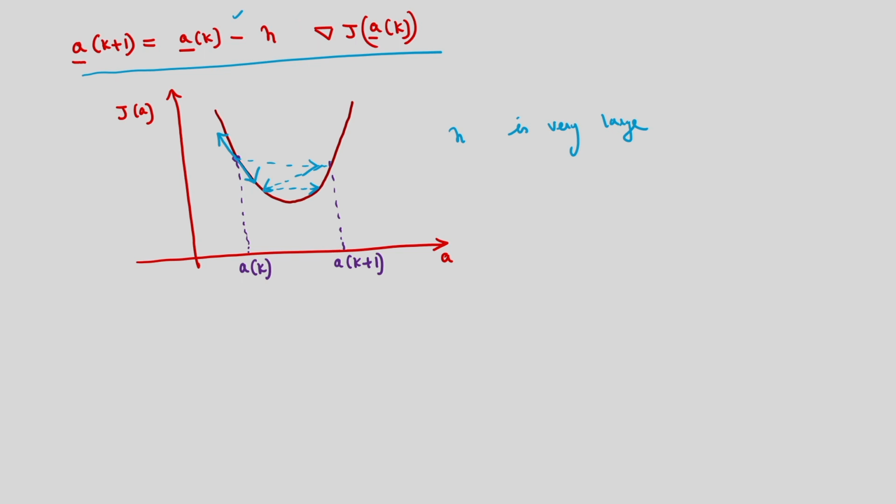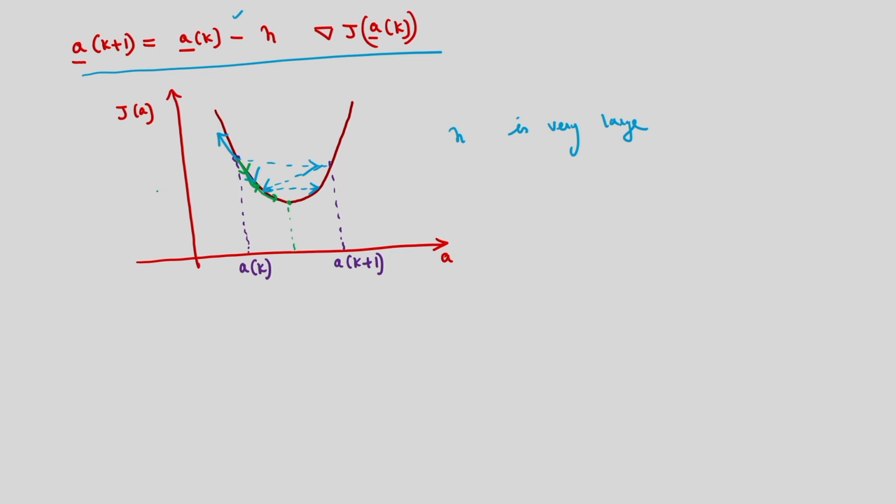If I consider eta very small, it will go to this point, again to this point, and finally it will reach the minimum point. So if eta is very small, then the convergence will take time. You can see we are moving in the opposite direction of the gradient, and if I select a large value of eta, then overshooting is taking place, and that is nothing but the oscillation. And if eta is very small, then the convergence will take time.